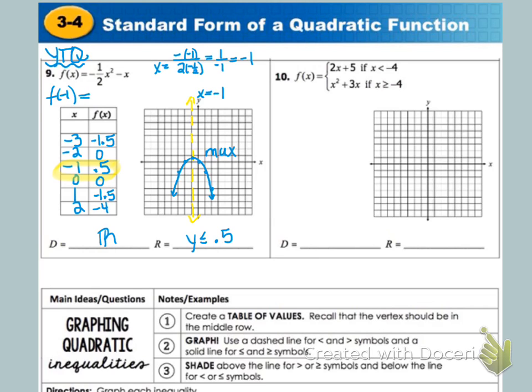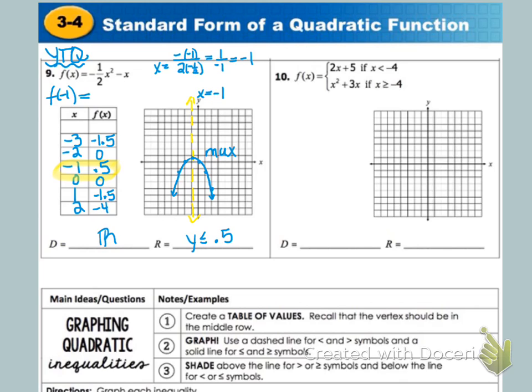So there you go. That's what the graph should look like. There's a sample table, and that vertex represents a maximum value. The vertex was (-1, 0.5), and y values would always be less than or equal to 0.5. So we can also graph piecewise functions where one of the pieces of the function is a quadratic piece. So in number 10, that's what we have.